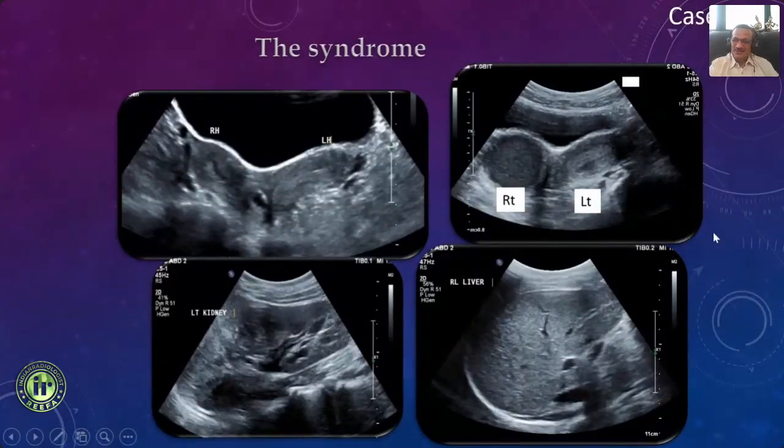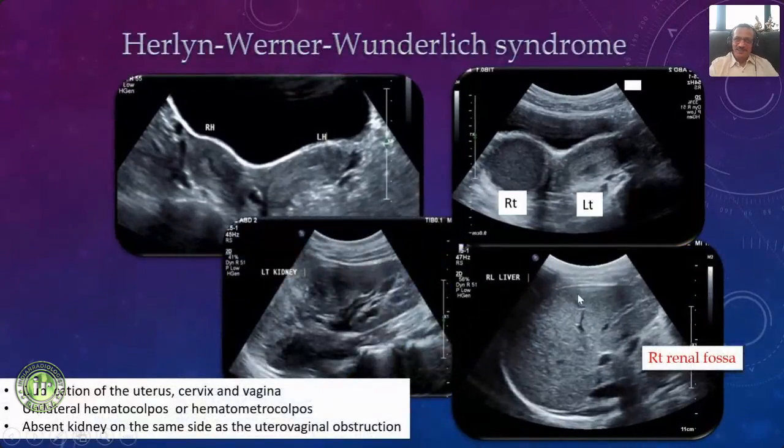Yeah. So Avanika Nalia has written Wunderlich syndrome. Oh, very good. I think that's good enough. Yeah. So, I just said, even if you had said HWW, I would be happy because even I remember it as HWW. It's very difficult. So, what we have is a duplication of the uterus, cervix, and vagina. And then we have the ipsilateral hematocolpus and an absent kidney on the same side.